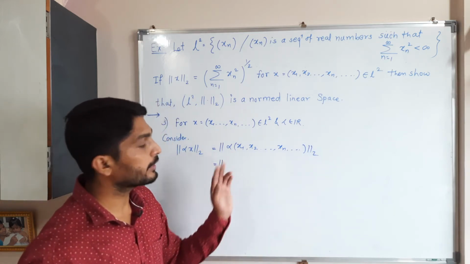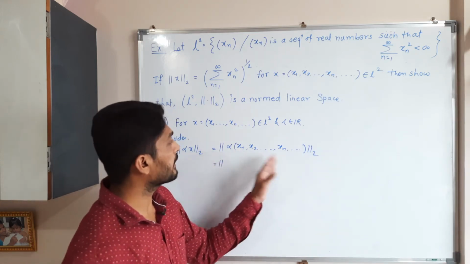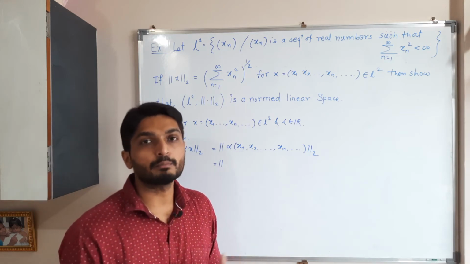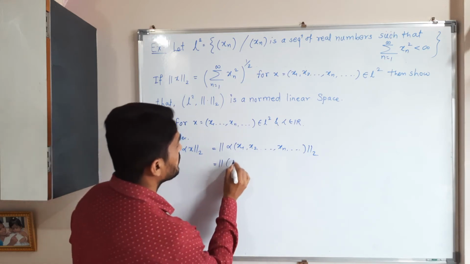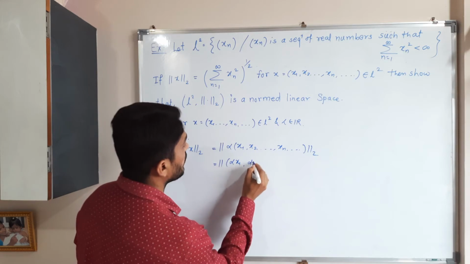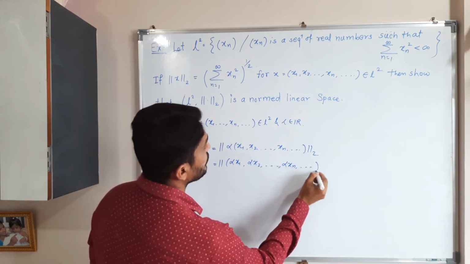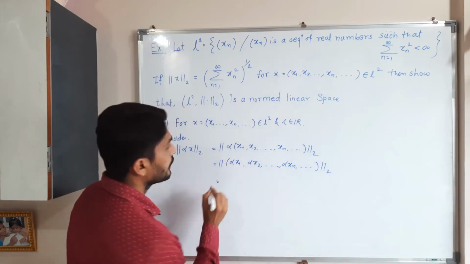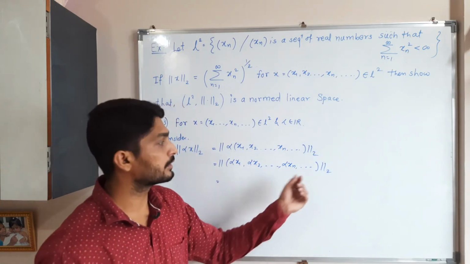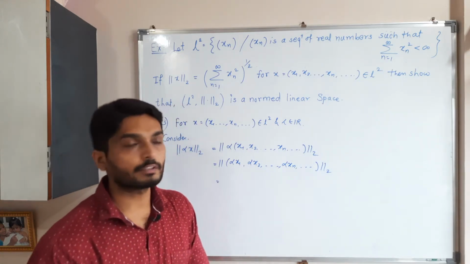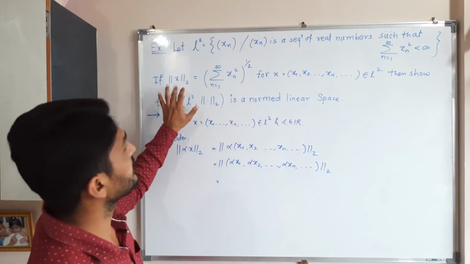So see, what will I do? Obviously, when you multiply by alpha, we have to multiply each component by alpha. So therefore we will have alpha x1, alpha x2 and so on, alpha xn and so on, norm 2. Okay, so now we are ready to use the definition of norm 2. What is the definition of norm 2? Yes, it is clearly mentioned here.